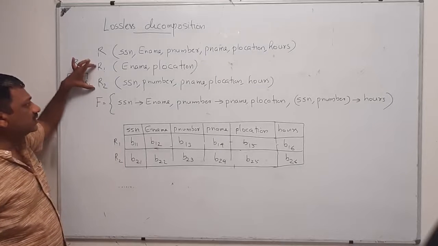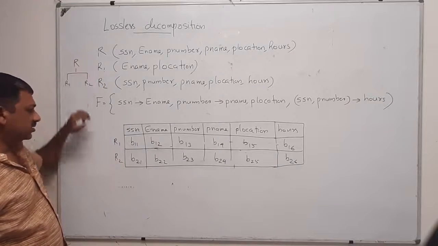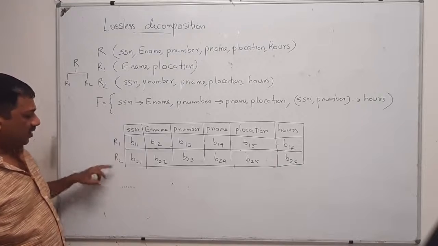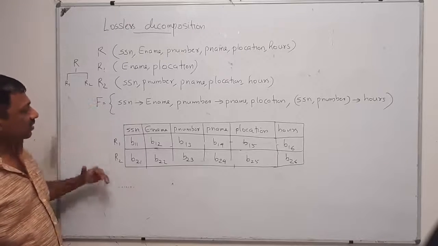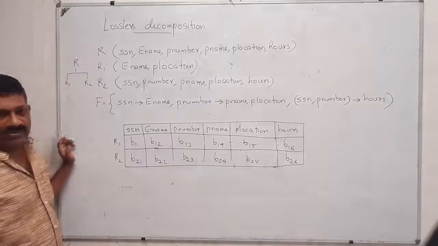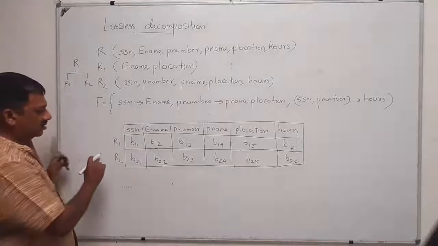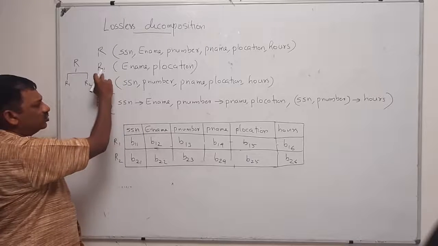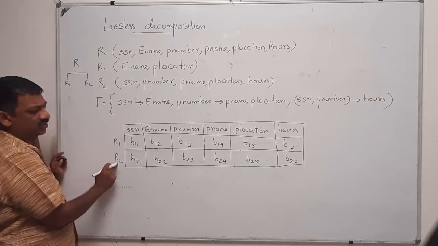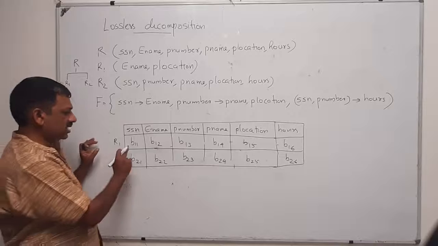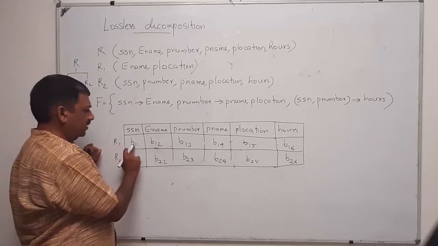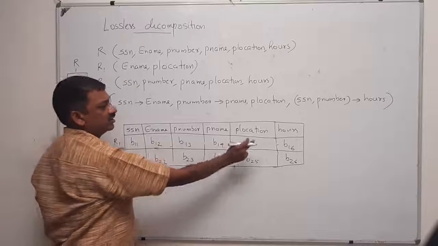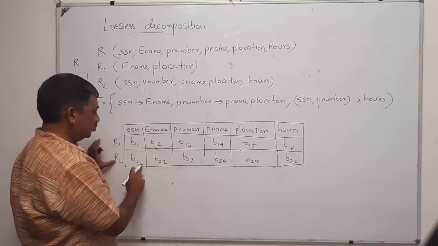If you are splitting this into three tables, you should have 3 rows. If you are splitting this into 4 tables, you should have 4 rows, like that. Here I am going to split this into 2. That's why we have only 2 rows, R1 and R2. Now I am going to rename this as row number 1, B11, B12, B13, etc. up to B16. This is B21, B22, etc.